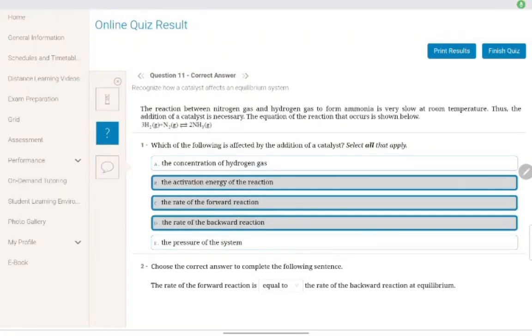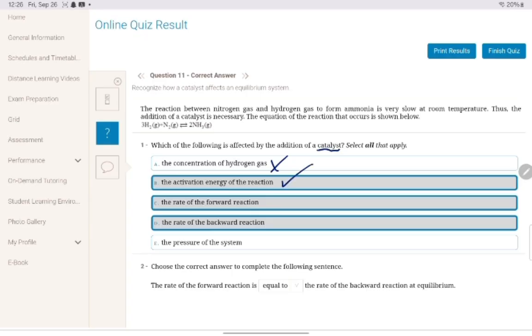Basically, it says which of the following is affected by the addition of a catalyst. So we know that a catalyst doesn't affect anything like pressure, concentration, volume. It just makes the rate of reaction faster to reach equilibrium faster, but it doesn't affect the actual reaction. So the concentration of hydrogen gas, no, it does not affect. The activation energy, you just have to memorize this.